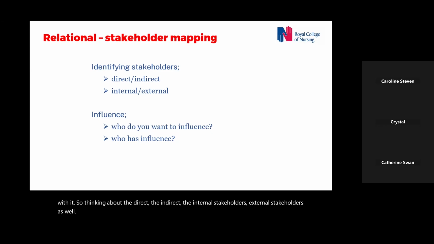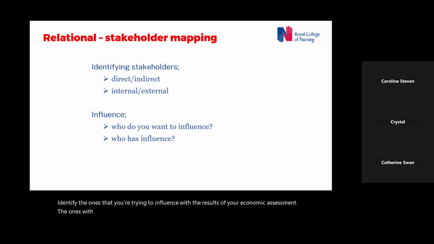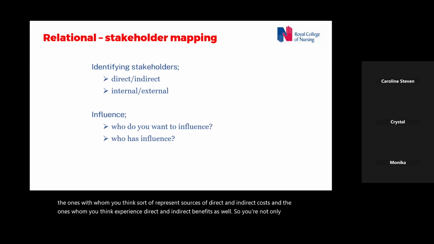Identify the ones that you're trying to influence with the results of your economic assessment, the ones with whom you think represent sources of direct and indirect costs, and the ones whom you think experience direct and indirect benefits as well. So you're not only including those that you think need to know about the economic assessment, you're also thinking about the stakeholders who will benefit as well.